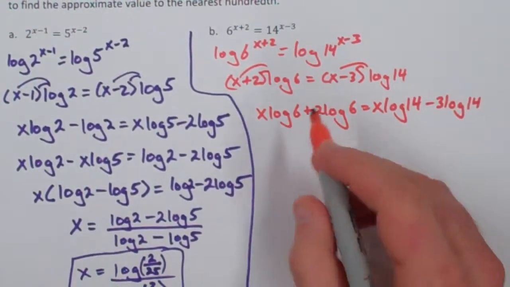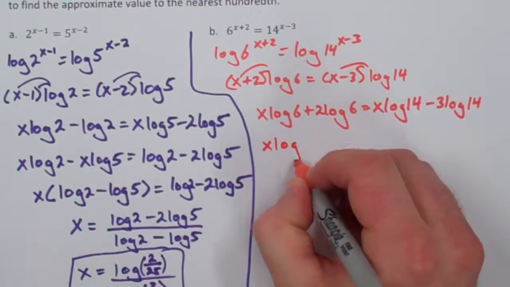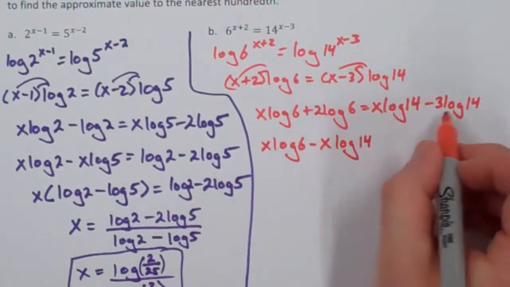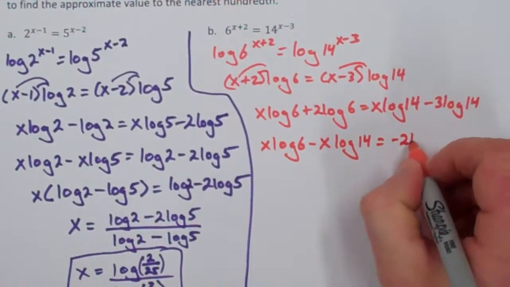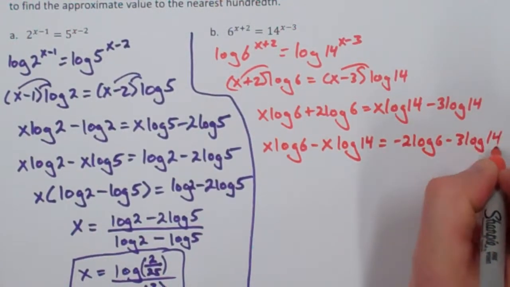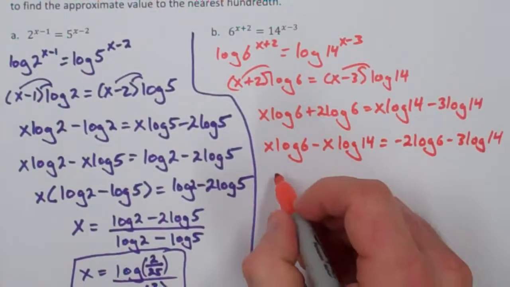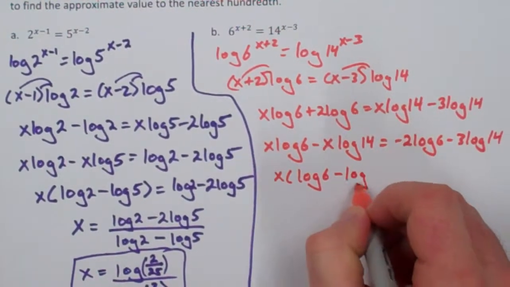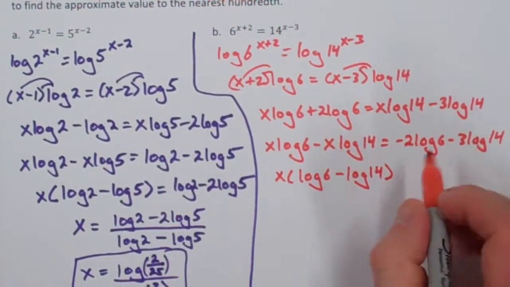Let's subtract x log 14 first, and we'll subtract 2 log 6 from each side. Then what we need to do is factor out an x. We'll have log 6 minus log 14.